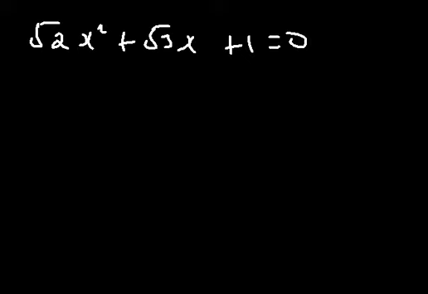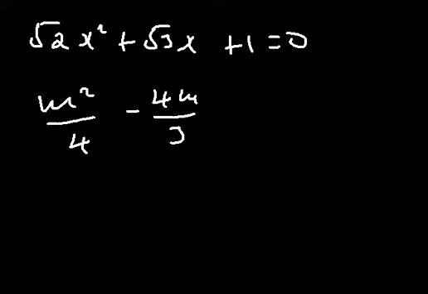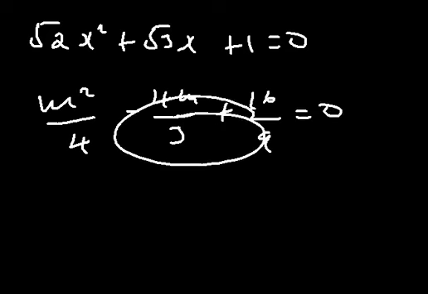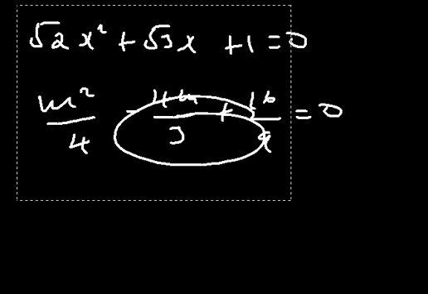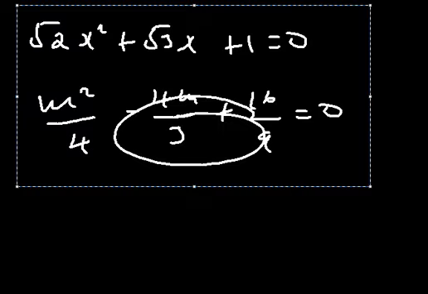And also think about this one as well. Let's say we have m squared over 4, minus 4m over 3, plus 16 over 9, which is equal to 0. You should do it in the same way to determine how many roots it has and what the nature of those roots is.